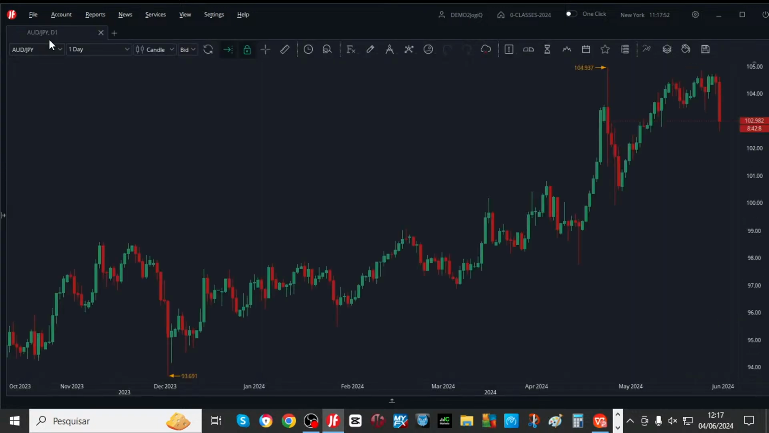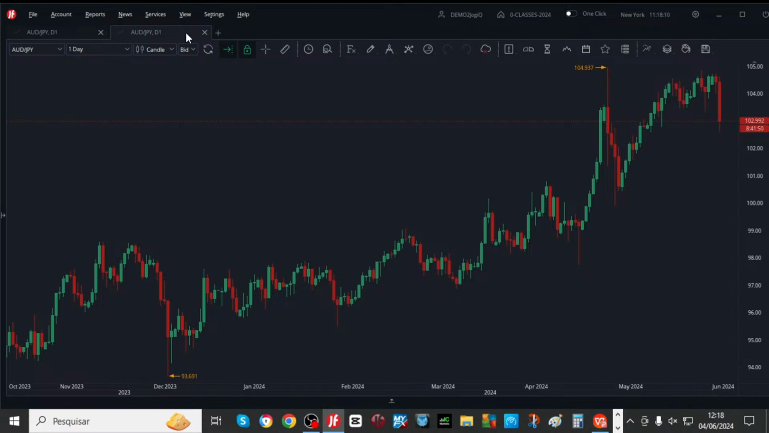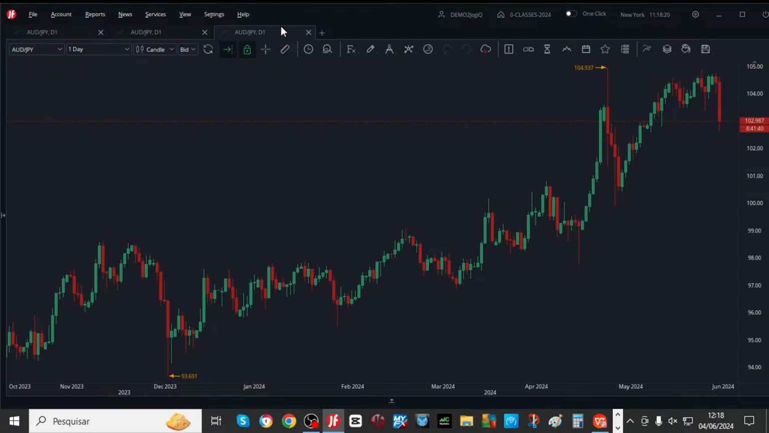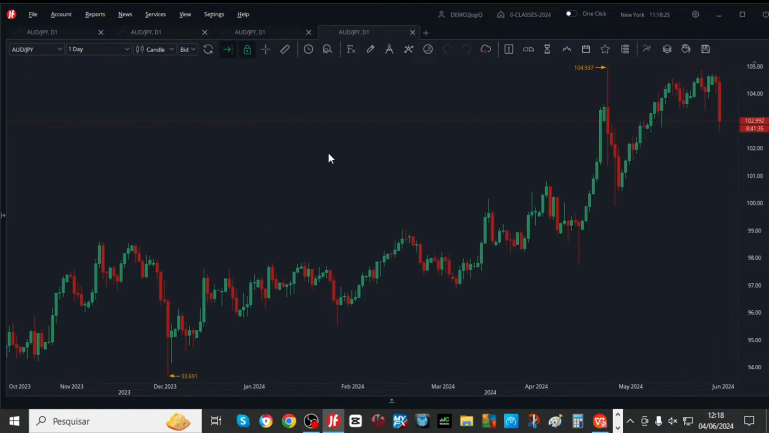So you start in here, you open a chart. Can you see it? You open a chart and then you right click near the name and you clone chart, and you left click on clone chart and the new chart is going to open, and then you right click again near the name and left click clone chart again, and right click again and left click clone chart again.